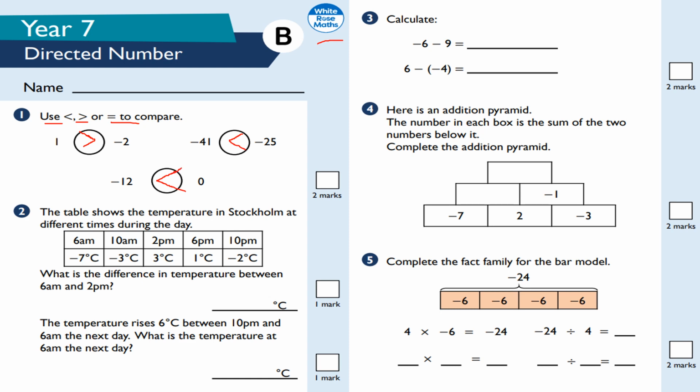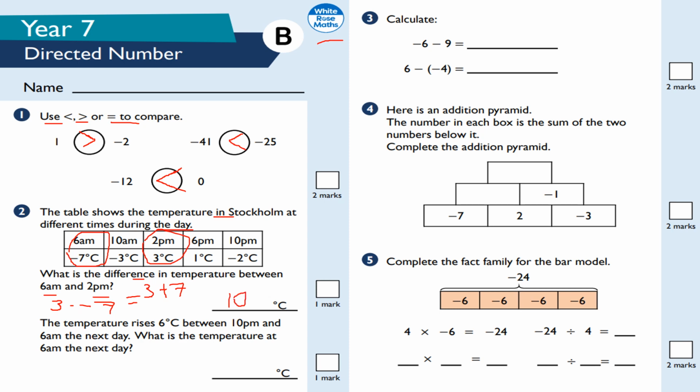Question number 2. The table shows the temperature in Stockholm at different times during the day. What is the difference in temperature between 6 a.m. and 2 p.m.? So we're going to look at this column here and this column here. So negative 7 to 3. So think of it as 3 take away negative 7. So 3 plus 7, which is equal to 10. So the difference is equal to 10 degrees.